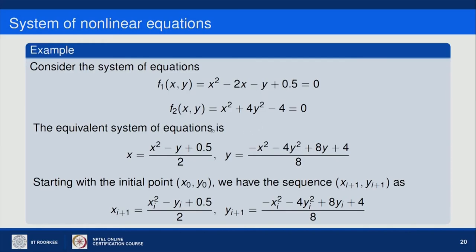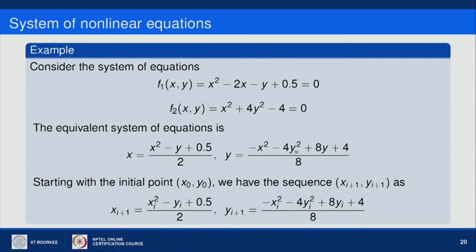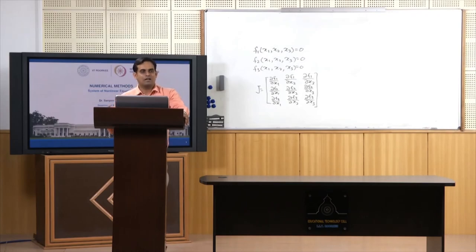minus y plus 0.5. Similarly, we write the second equation as the second unknown variable equals g2, a function of all the unknown variables. Here we write it as y equals (minus x square minus 4y square plus 8y plus 4) upon 8. Starting with the initial point x naught, y naught, we have the sequence x i plus 1, y i plus 1. As you did in the case of a single nonlinear equation, do it separately for g1 as well as for g2. So, we get this iterative scheme. Now, start with an initial value of x and y, and then you can get successive approximations of x as well as y, which converge towards the fixed point.